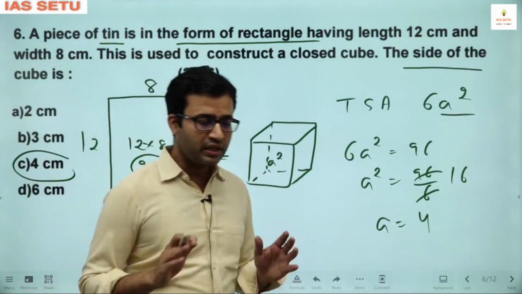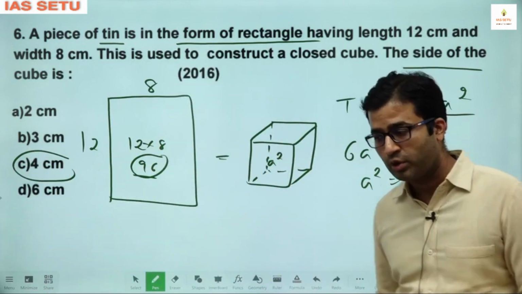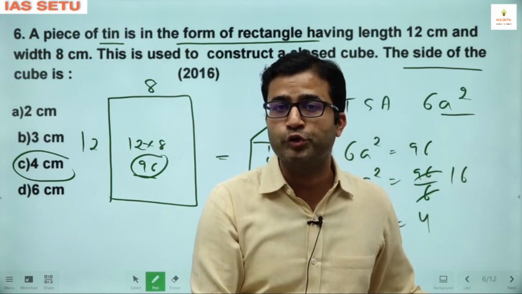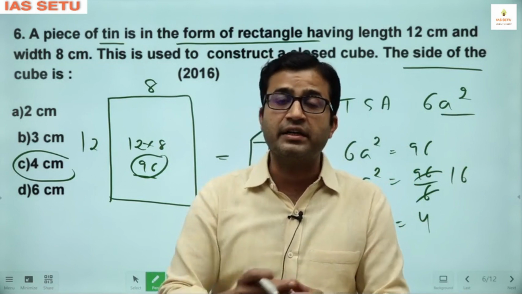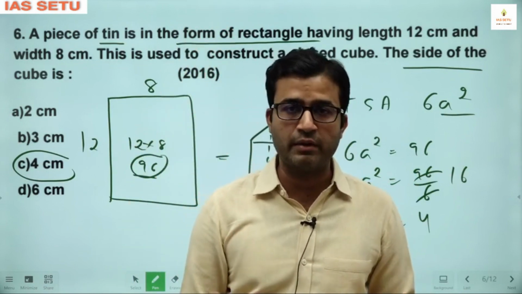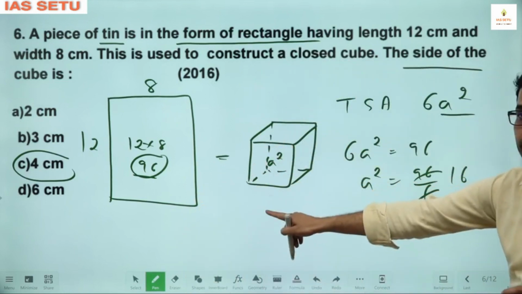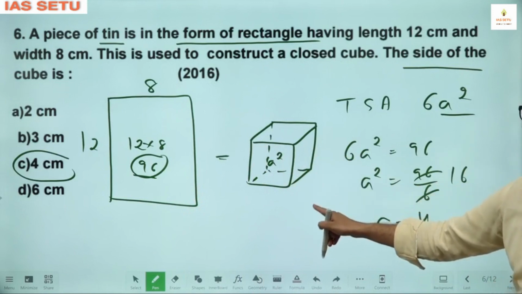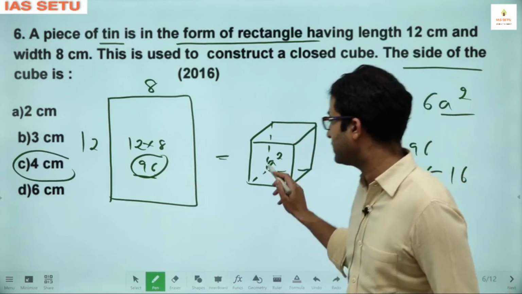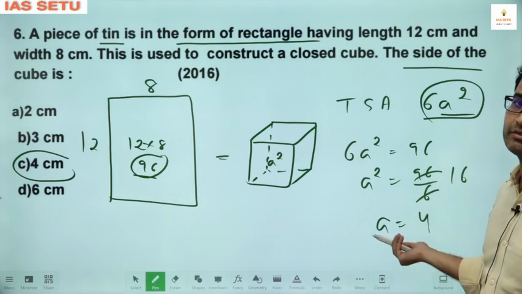In geometry, mainly the questions ask where a rectangular sheet has been used as a cube, or we take a sphere and melt it into the form of a cube, or we take a sphere and melt it into the form of a wire, meaning a cylinder. So volume will help you, but in this case area has been used. So the area of the sheet and the area of the cube have to be the same. Equate, you get the answer. I repeat, 12 into 8, 96, and the total surface area of the cube is 6A square, which is 96. Value of A comes 4.